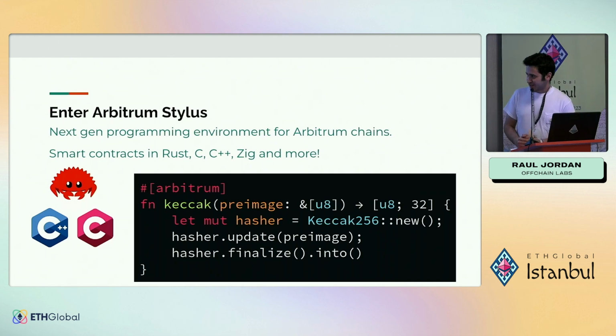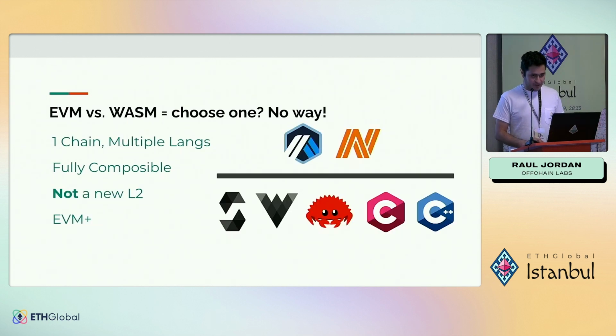All right. So introducing Arbitrum Stylus. Stylus is a next-gen programming environment for Arbitrum chains. You can write smart contracts in many different languages, but that's not the main selling point. The main selling point is that we don't have to make a compromise or a choice as a developer between EVM or WASM. Instead, one chain, multiple languages, one chain, multiple VMs. It's fully composable, it's not a new L2, and we're calling this EVM+.